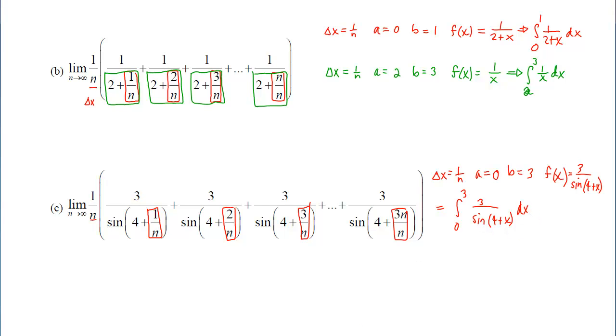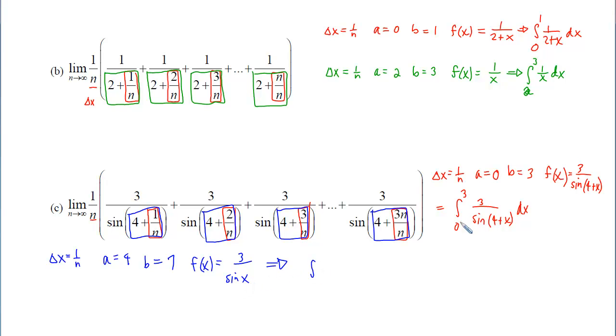Now again, my other option was to box the entire sum here because these two differ from each other by a delta x. So in this case, I can let delta x be 1 over n. I can let a equal 4 plus 1 over n minus 1 over n, which is 4. B will be what's in this entire box, which is 7. And my function will be 3 over the sine of this entire box turns into an x. So in this case, we could also have a definite integral that represents this sum, only it would be written the integral from 4 to 7 of 3 over the sine of x with respect to x.